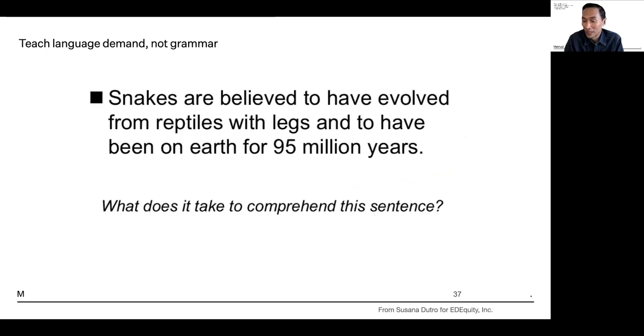For those of you who want to drop in a response in the chat, go ahead. What does an EL need to comprehend this? And remember, they are at the beginning level. Anyone?